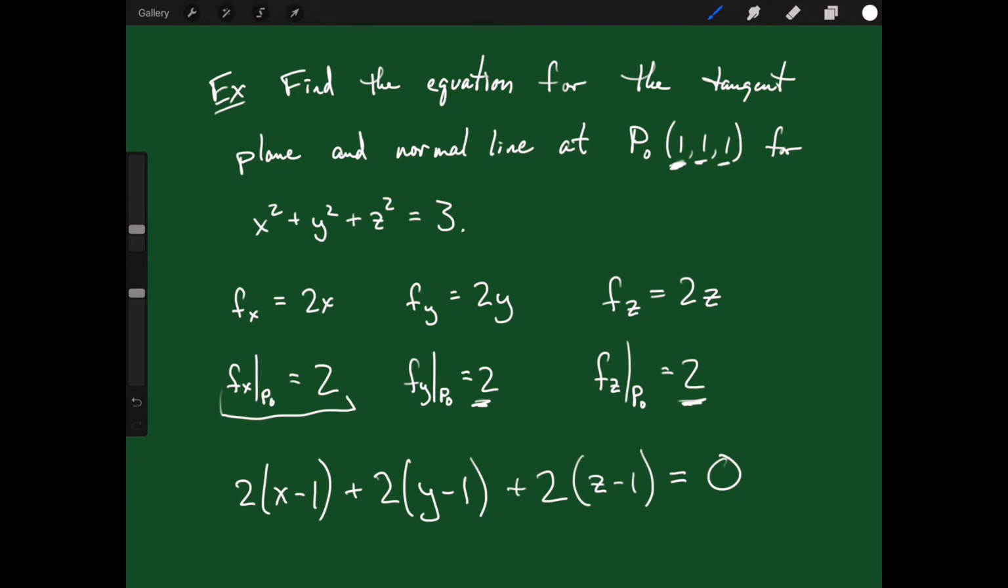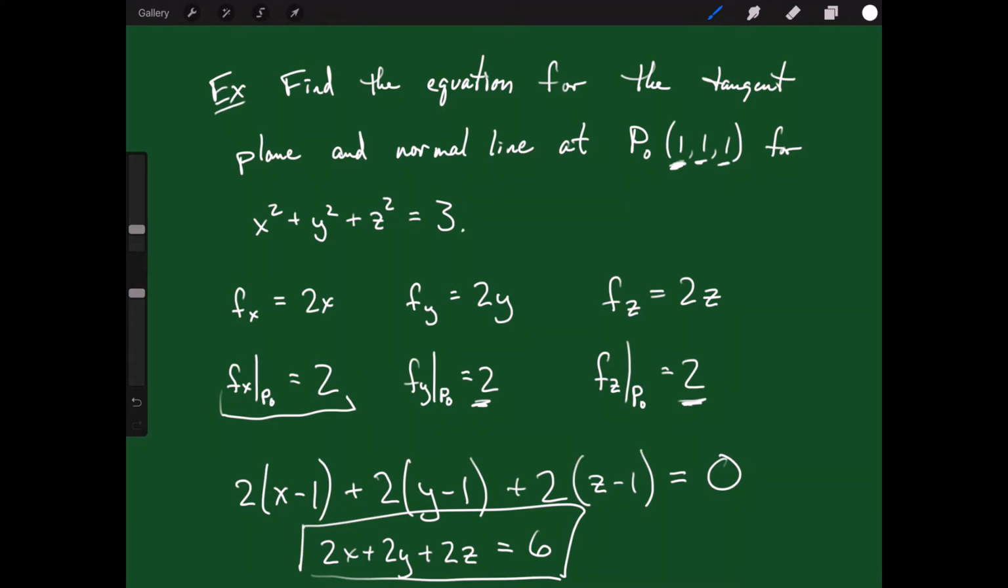And now if I wanted to do some simplification of this thing, I could. And what would I get? I'd get 2x plus 2y plus 2z is equal to, well, what would it be? It would be minus 2, minus 2, minus 2 is minus 6. But if I move that to the other side, it would be 6. So this is the equation of my tangent plane.